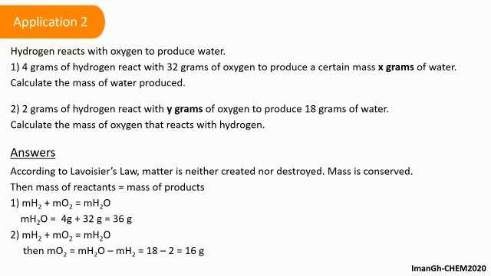So you start by stating Lavoisier's law. According to Lavoisier's law, matter is neither created nor destroyed. Mass is conserved. Then mass of reactants is equal to mass of products. In part 1, the mass of water, which is the product, is the sum of the mass of the two reactants. While in part 2, to calculate the mass of oxygen, that is one of the reactants, we subtract the mass of water and the mass of hydrogen.